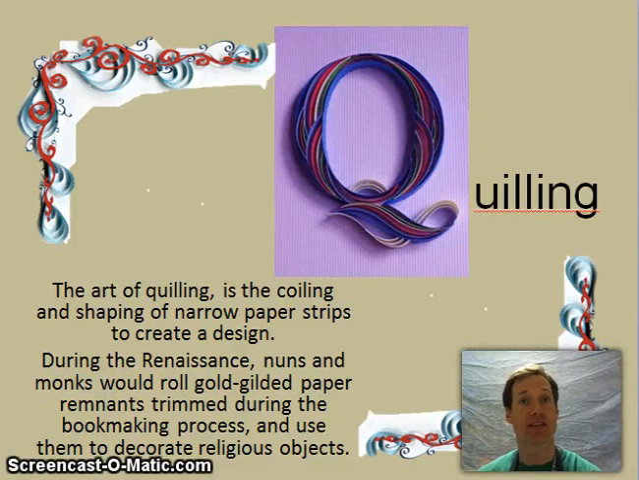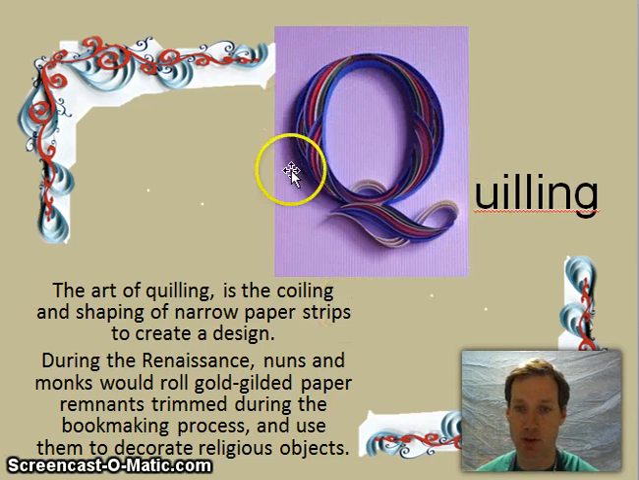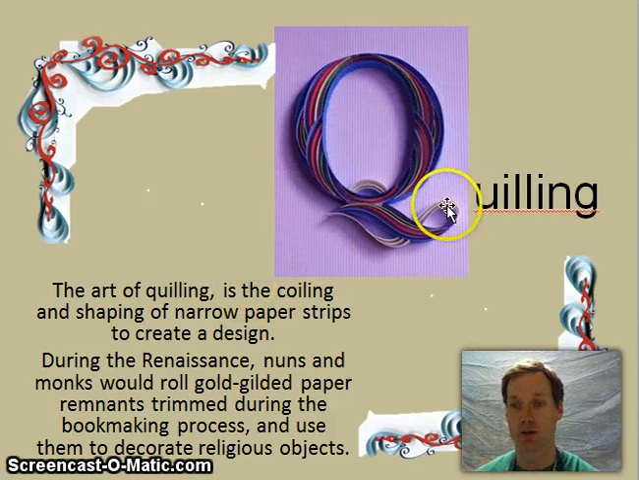Welcome back. In this lesson, we're going to talk about two things: the art of paper quilling and the art of calligraphy. Paper quilling is the art of using small coiled shapes of narrow paper strips to create designs. This is an example of paper quilling here. You can see how the paper is curled and twisted around into the letter Q for quilling.